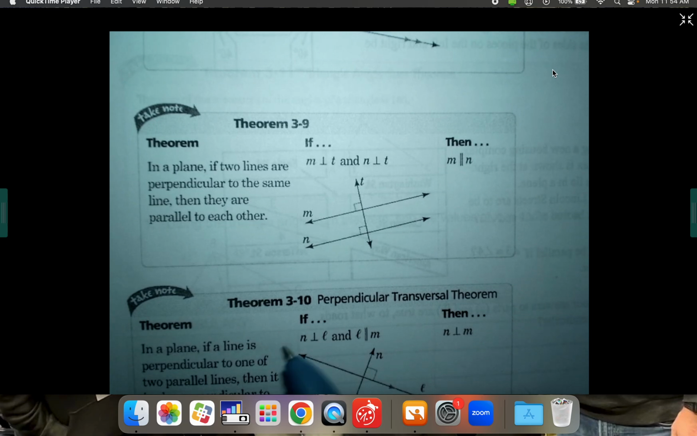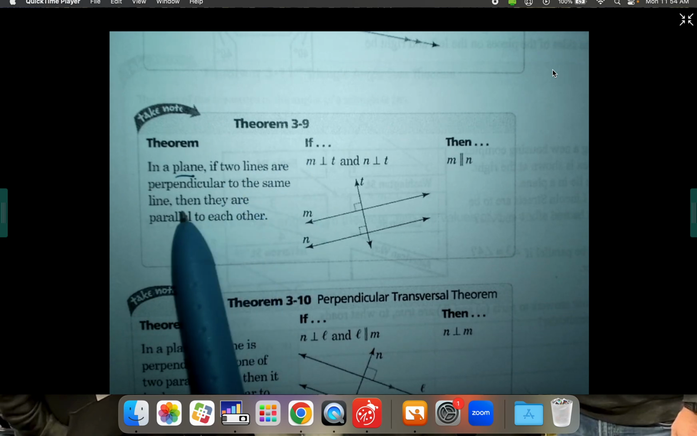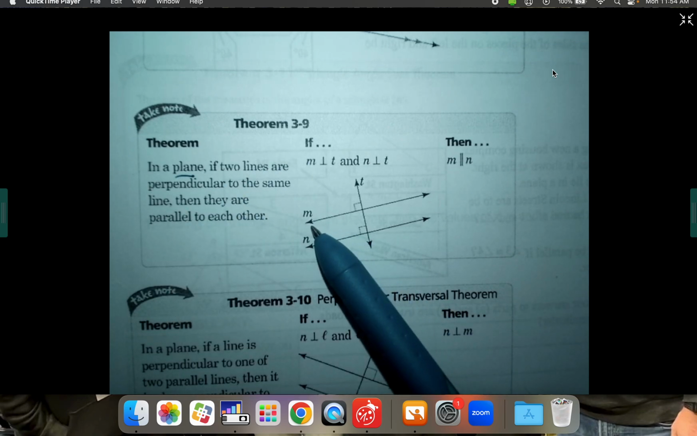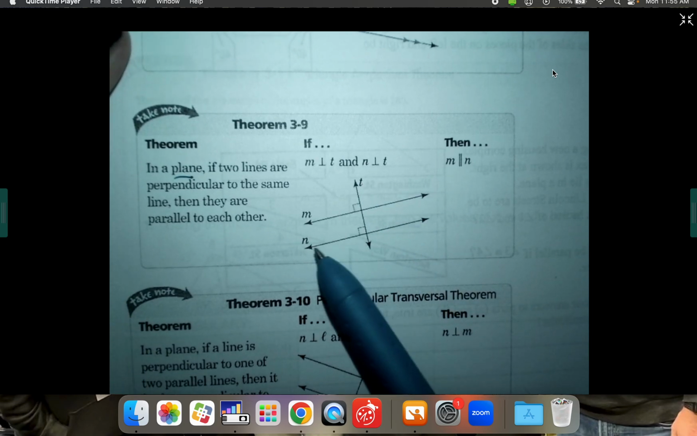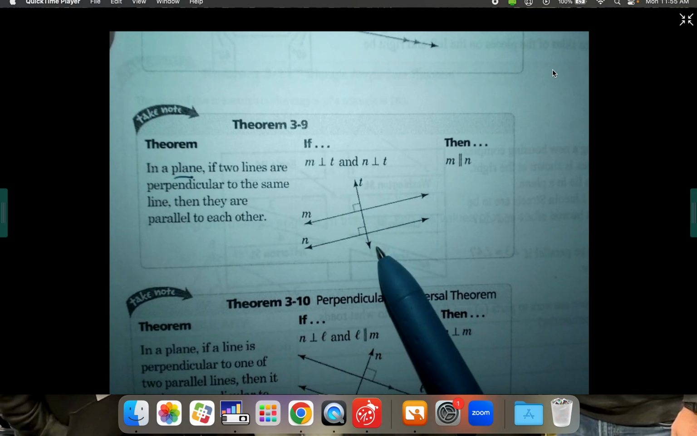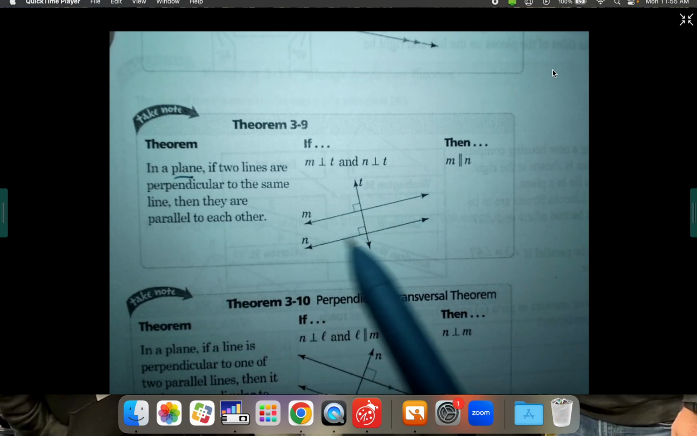All right, the next theorem is in a plane, and this is important, it has to be within the same plane. If two lines are perpendicular to the same line, so if M is perpendicular to T and N is perpendicular to T, then that means they are parallel to each other. So then M and N would be parallel.